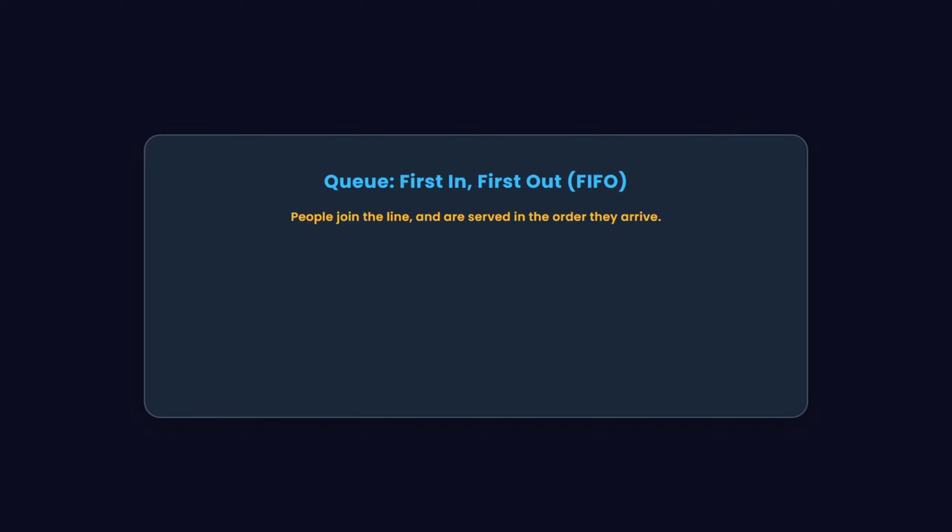Now let's move on to queue. A queue works like a line at the grocery store. The first person to get in line is the first to be served. This is called first in, first out. Queues are great for handling tasks in the order they arrive.